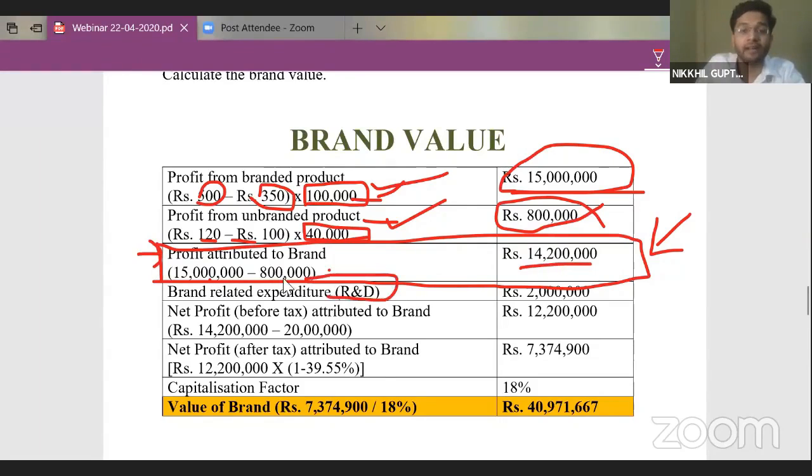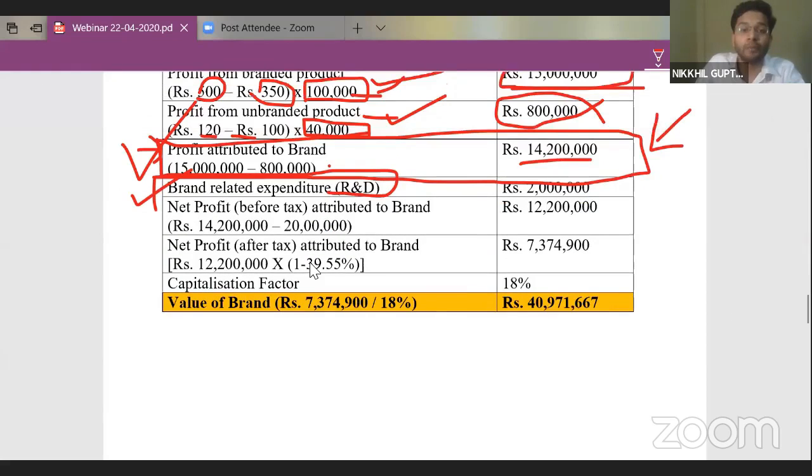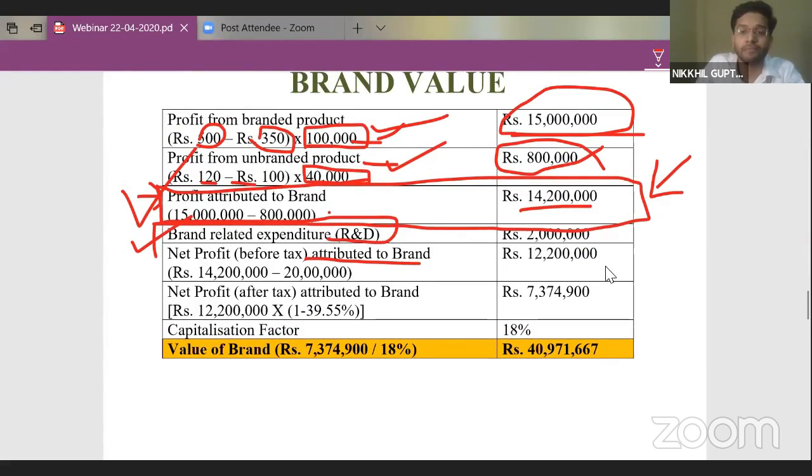Then there are certain brand related expenditures. So guys, if this is profit related to brand, this is the expenditure related to brand. So I will reduce this expenditure from my brand revenue. So my net brand revenue before tax becomes 1 crore 22 lakhs. This is the net brand revenue which I earn.